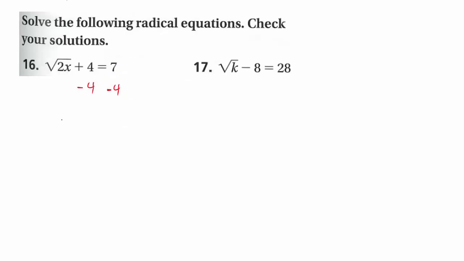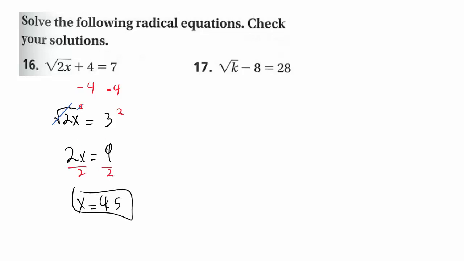For number 16, we're solving radical equations. Now for this, you just want to get the y by itself. So first move the 4, then square both sides to get that expression out of the radical, then divide by 2, and so you get y equals 4.5. You could leave it as 9 over 2 if you prefer improper fractions. And we're going to check that in a bit, but first we'll look at 17.